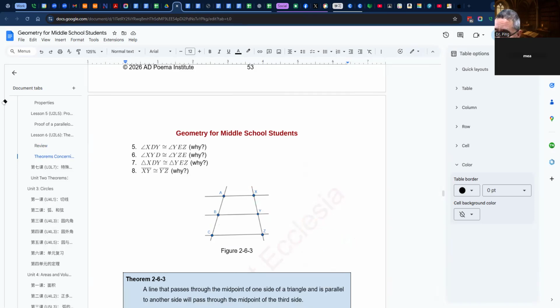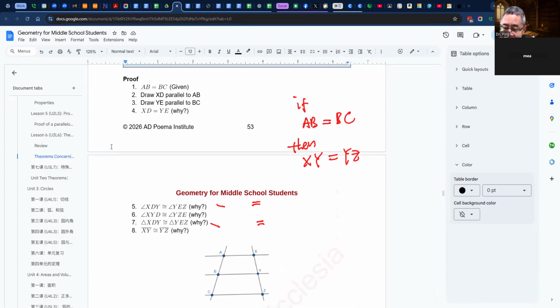If we draw another transversal, going like here, then from here to here is definitely bigger than from here to here. But here it says that if this side is congruent to this side, then this side is also congruent to that side. So that's what we got here. If AB equals BC, then XY equals YZ. Okay, now we're going to do some work here to prove that's the case.